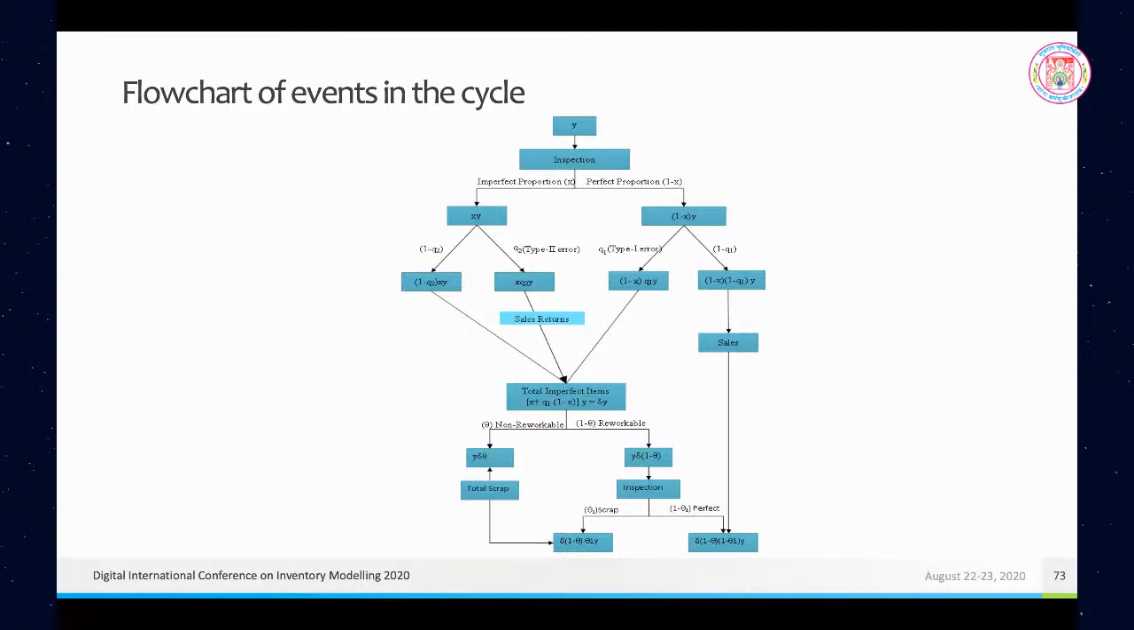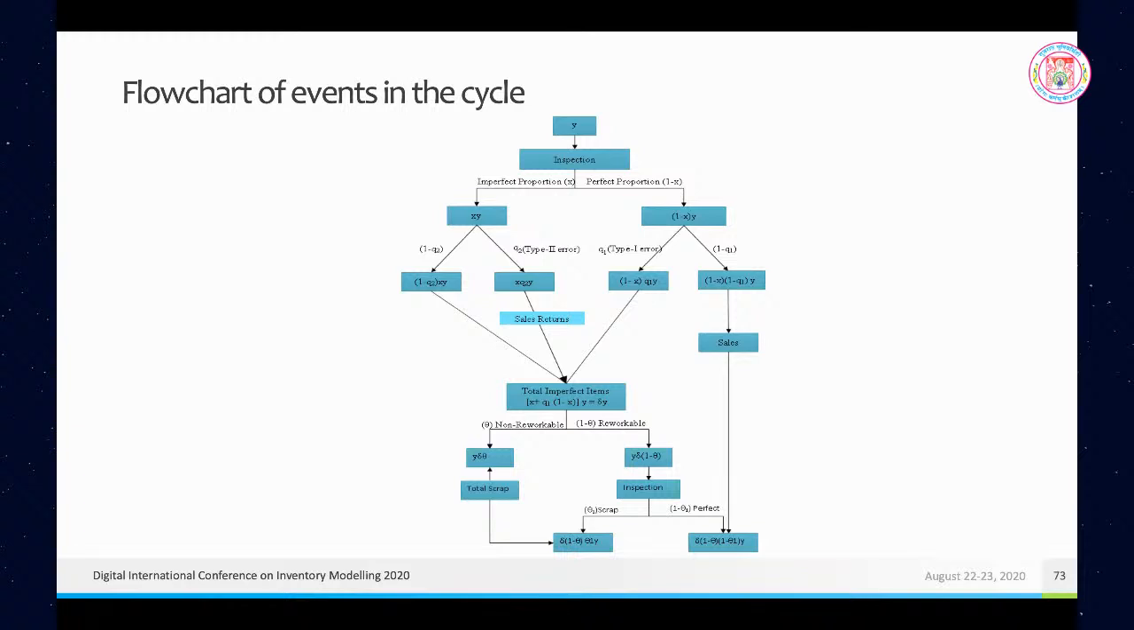See here the inspection: Y units were ordered. This is basically an inspection. Now this is the imperfect proportion, and this is the perfect proportion. Now it goes here, XY. This is basically 1 minus X of Y. Now the XY, which was imperfect, is again classified as 1 minus q2 and q2. That is the type 2 error.